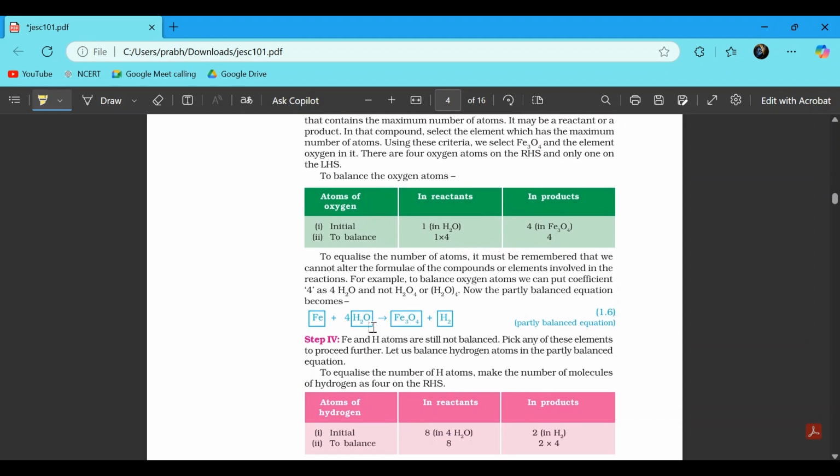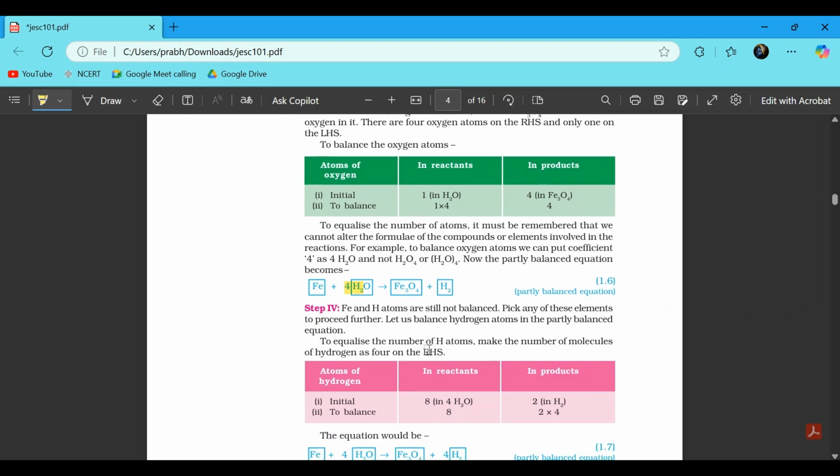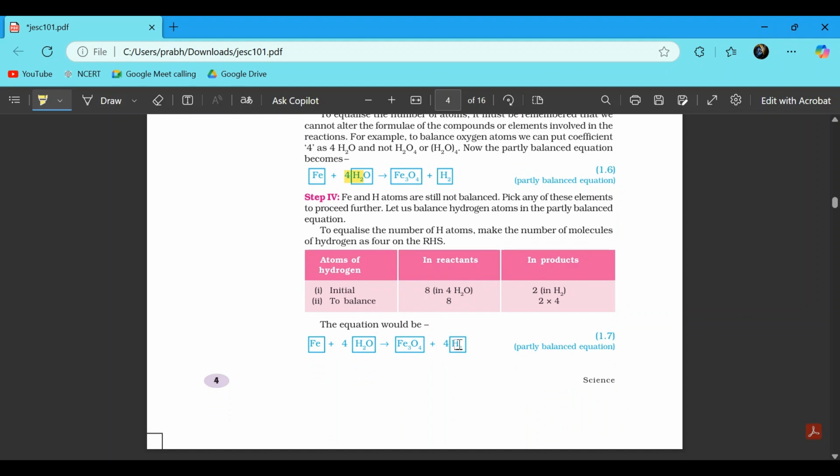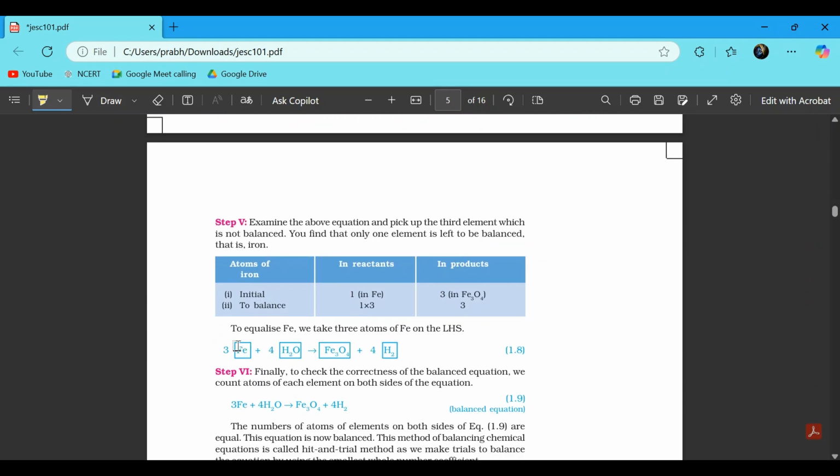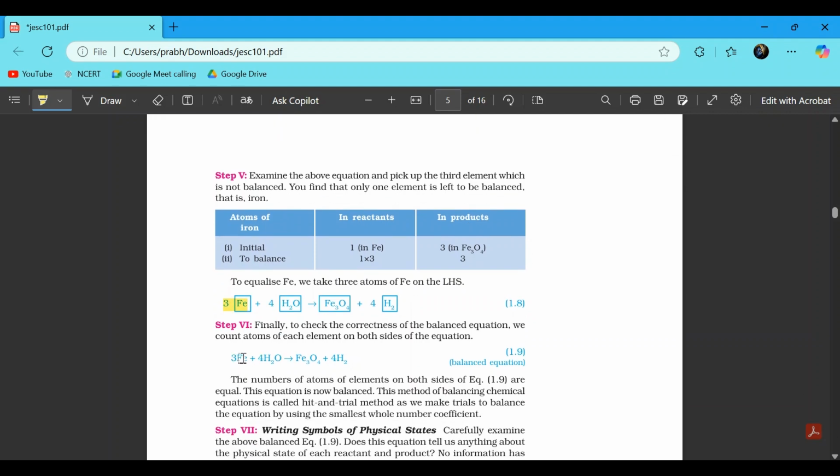You firstly do it for the hydrogen. When you multiply by 4, hydrogen comes out to be 8 parts. So you multiply by 4 here also. You can see in the next step it is multiplied by 4 here to balance the hydrogen. Then oxygen is already balanced because it is 4 and 4. Now you have to multiply Fe by 3. So here it is multiplied by 3 and gets balanced out. This is the balanced chemical reaction.